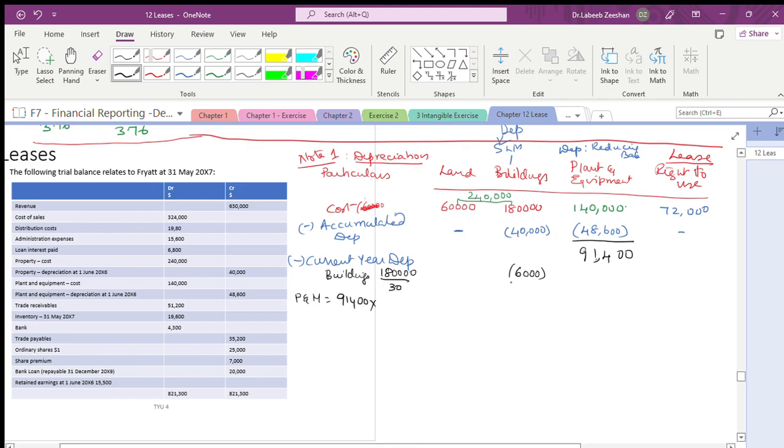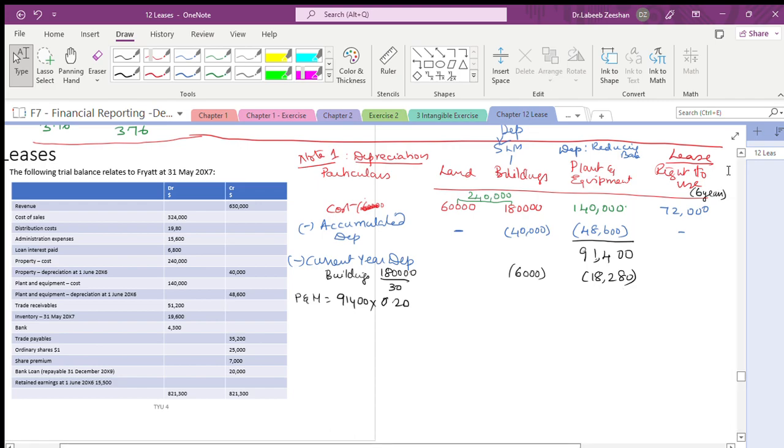What is the rate of depreciation? 20%. How much will you get here? 91,400 times 0.2 is 18,280. Fine. Now, see, on the lease also you have to calculate depreciation. For how many years is this lease? This is a lease for 6 years.